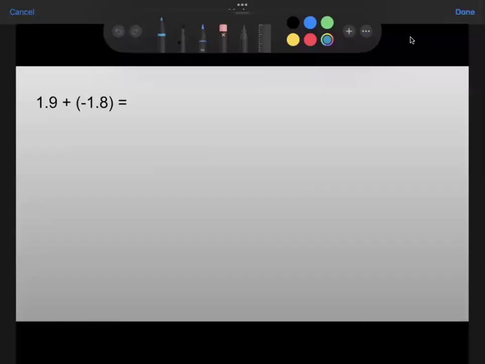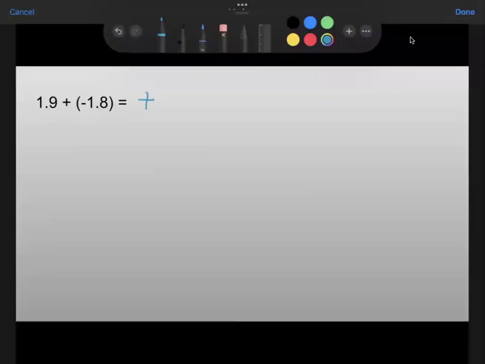Okay, here is our last one for today's video. We've done a lot with fractions and mixed numbers, so I'm going to throw in a decimals one here. Okay, so we're going to do 1.9 plus a negative 1.8. Okay, so if we are using our integers rules and we have different signs, that means we're keeping the sign of the larger number and subtracting the numbers. So the larger number here is 1.9. It's bigger than 1.8 and it's positive.